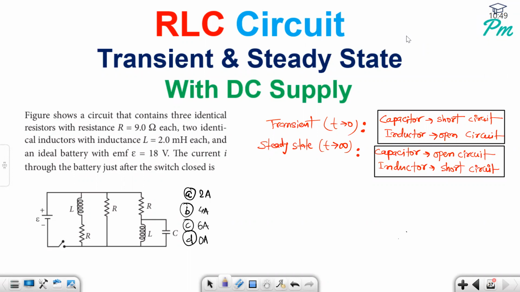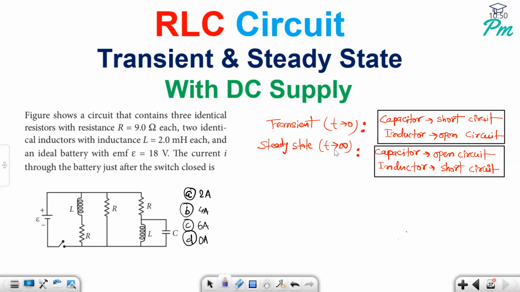What is the behavior of this RLC circuit at steady state and at transient state when it is supplied with DC source. So basically transient condition or transient state means t equal to 0, means when initial condition, that is transient, when switch is closed, that is the condition of transient. And when switch is closed and we study circuit after a very long time, that is called steady state.